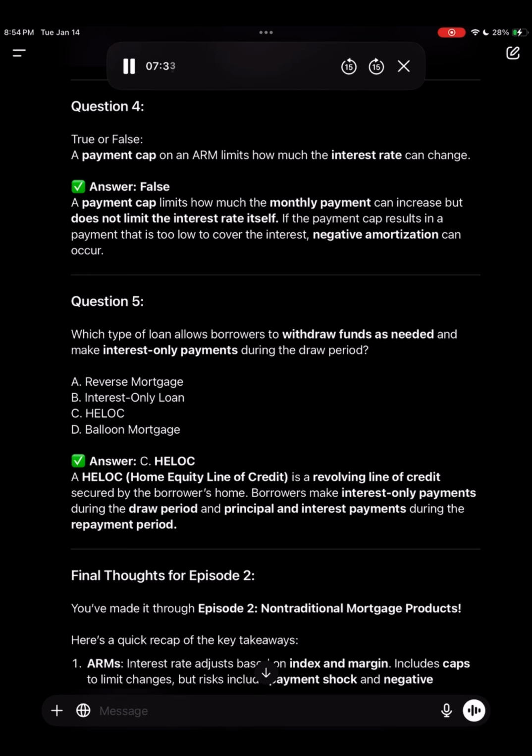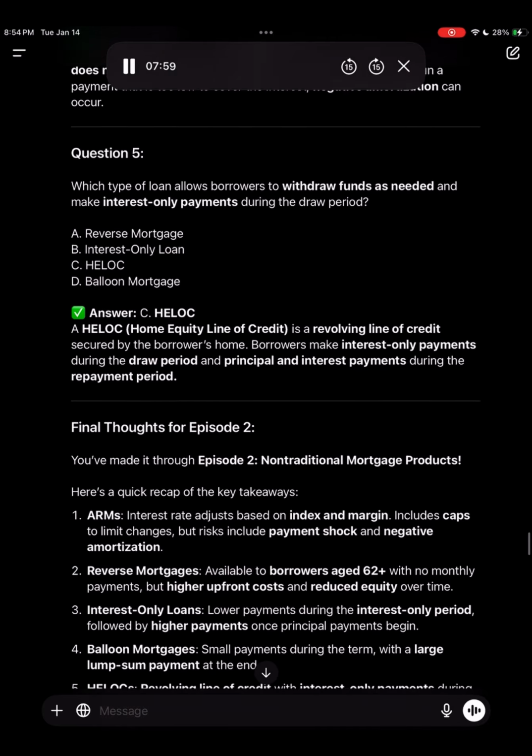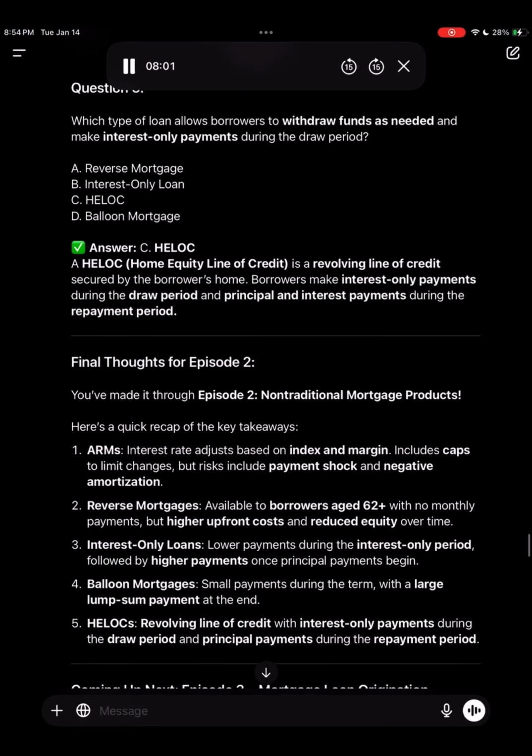Question 5. Which type of loan allows borrowers to withdraw funds as needed and make interest-only payments during the draw period? A. Reverse mortgage. B. Interest-only loan. C. HELOC. D. Balloon mortgage. C. HELOC. A HELOC, home equity line of credit, is a revolving line of credit secured by the borrower's home. Borrowers make interest-only payments during the draw period and principal and interest payments during the repayment period.